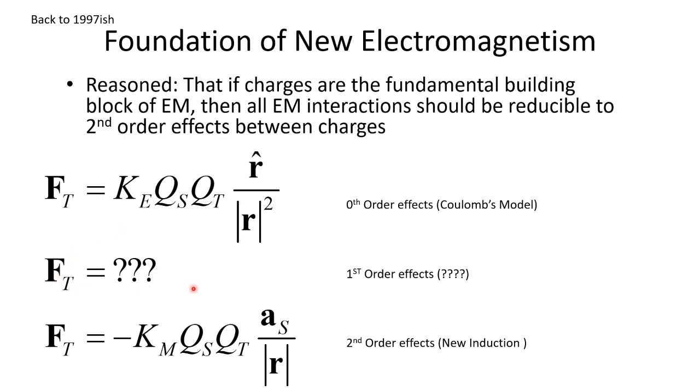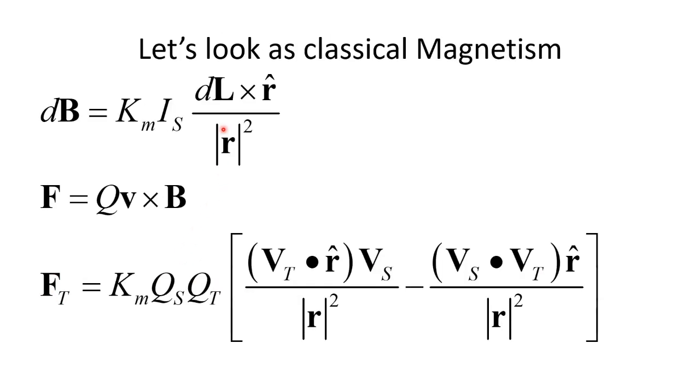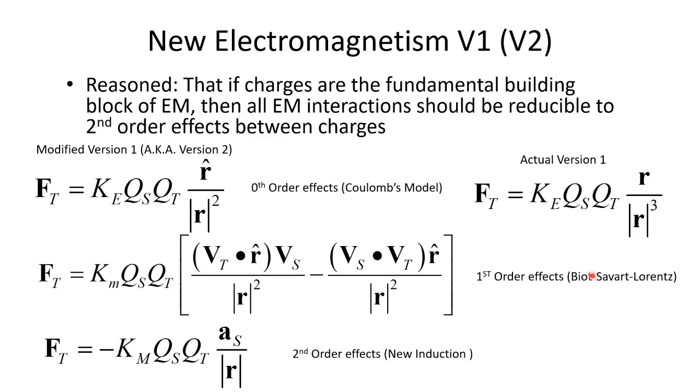So then the question is, well, what are the first-order effects? Well, I looked at classical magnetism because that's got velocity. And if you take the Biot-Savart model and fold that into F equals qv cross B, you end up with a point charge version of magnetism that will fit in. Now, I'm not the first person to come up with this. Okay, I mean, I came up with it on my own.